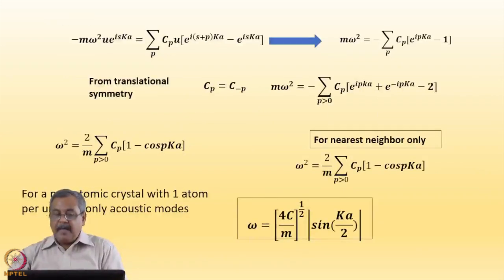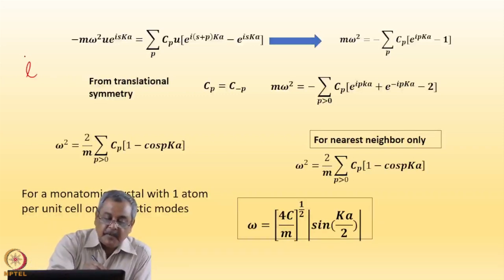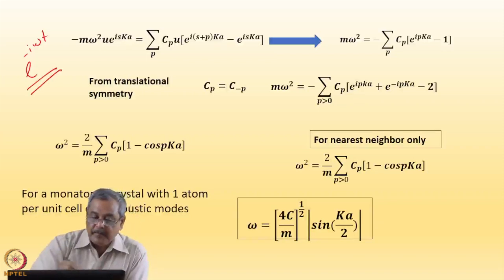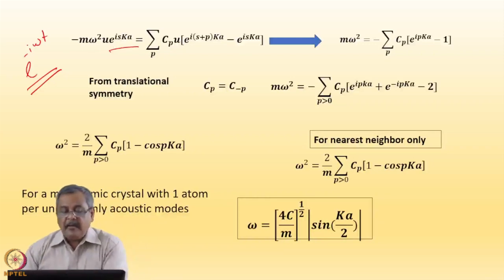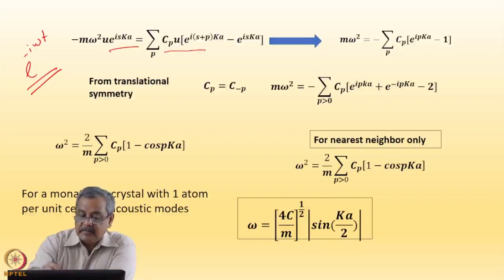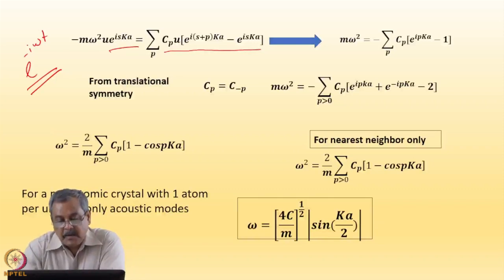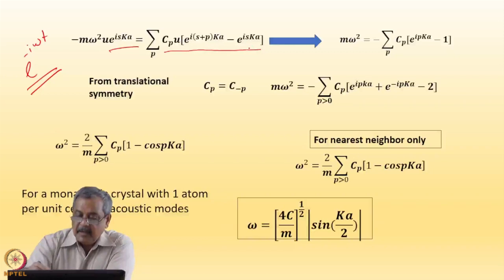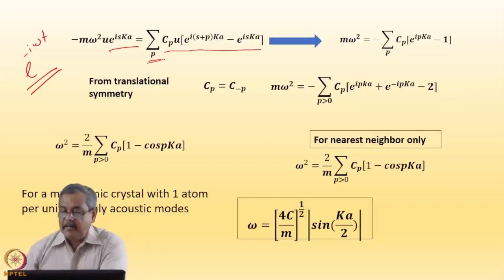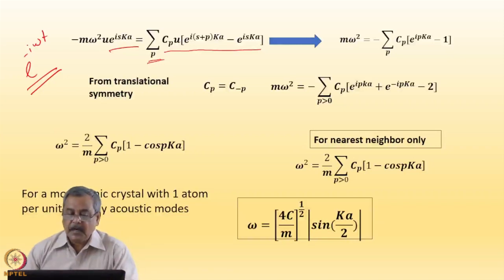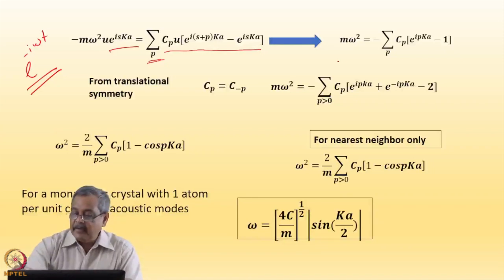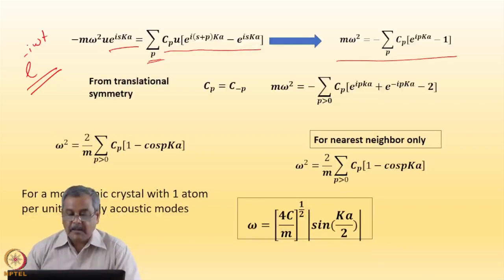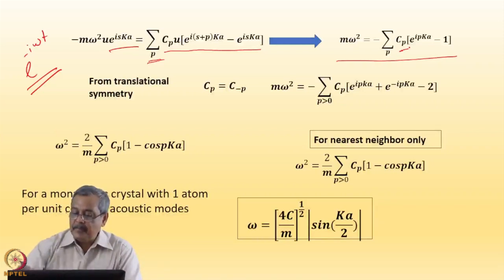Now in time also, I consider a dependence of e to the power minus i omega t. This is the temporal frequency and this is the spatial frequency. Now I write the displacement in terms of u e to the power i s k a for the sth atom, given by a sum over the neighbors. You can see I have just used the displacement term, which is e to the power i s plus p k a minus e to the power i s k a, summed over neighbors. When I divide by e to the power i s k a, what I get is the equation of motion for the atom in this lattice, and p is the summation over the nearest neighbors.